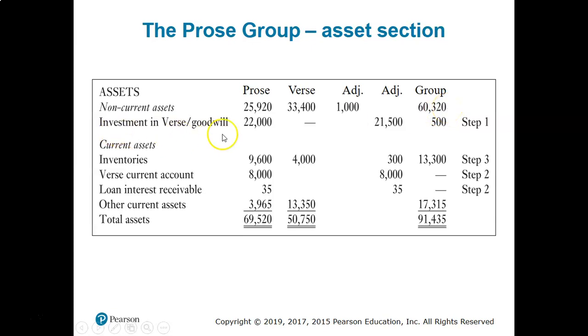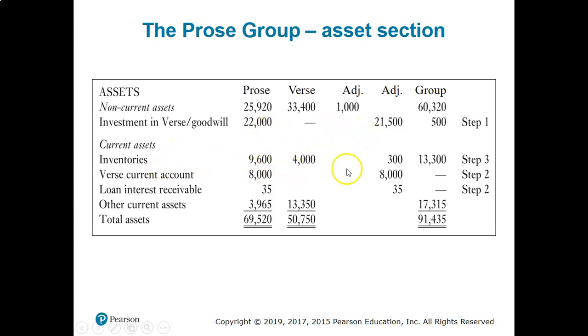And the investment in the subsidiary is 22,000. This is what was invested by the parent. How this came up, we have to calculate based on the acquisition of the subsidiary by the parent.